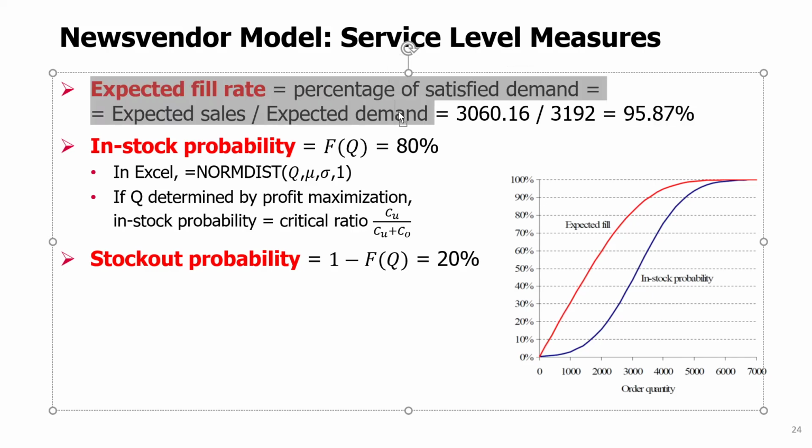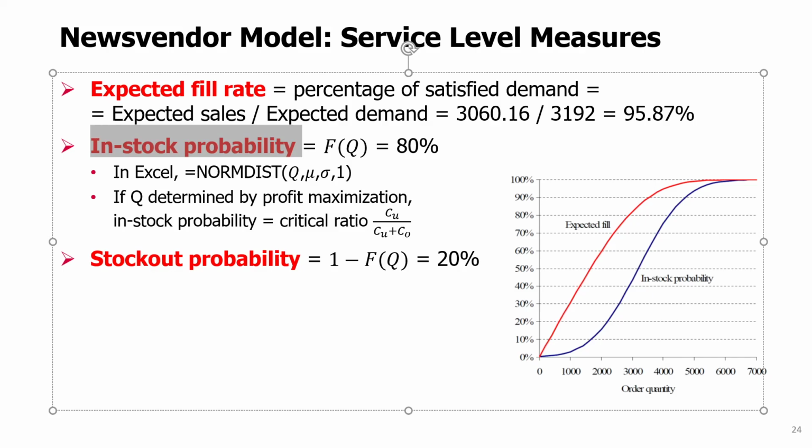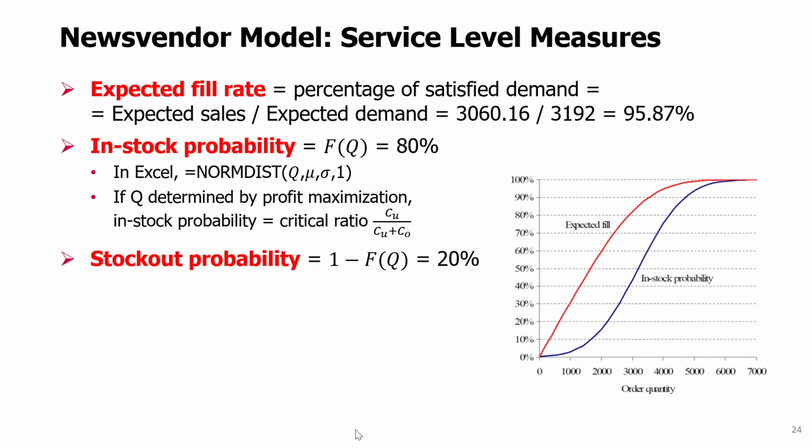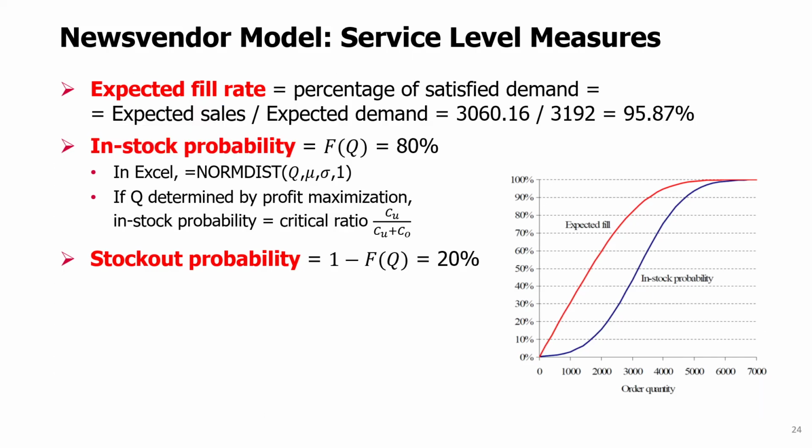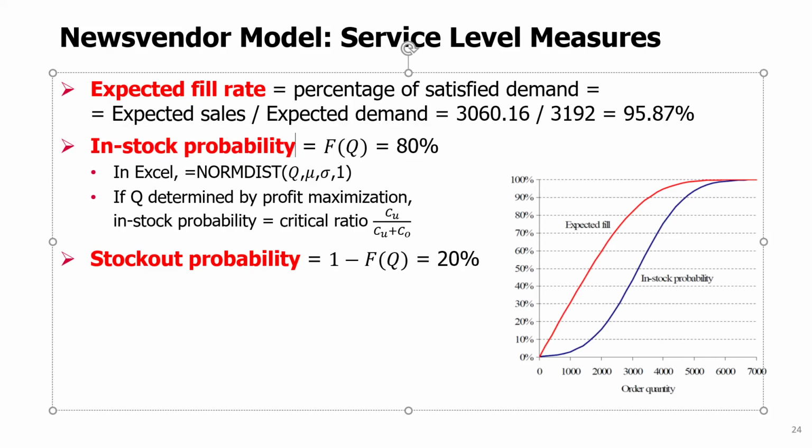Another measure that we can calculate is the in-stock probability. The in-stock probability is the probability of not having a stockout, right? So we have a stockout probability, which is 1 minus in-stock probability. If you recall, we will be in stock when demand is Q or less. So that is equal to the cumulative distribution function for Q. And because we set Q such that this value is equal to critical ratio 80%, our in-stock probability in this example is also 80%.